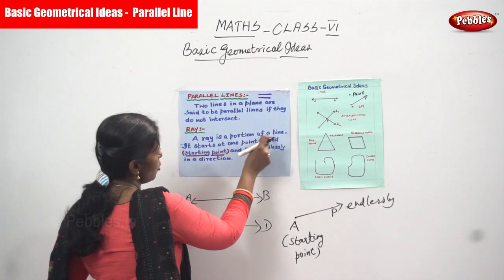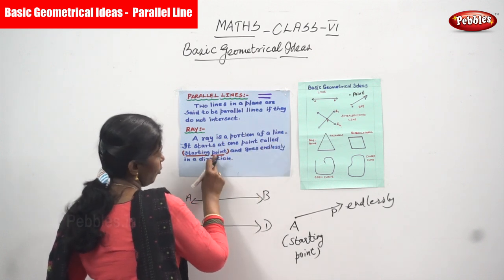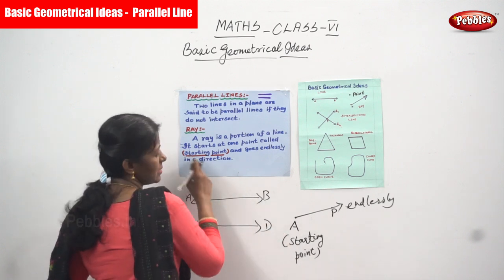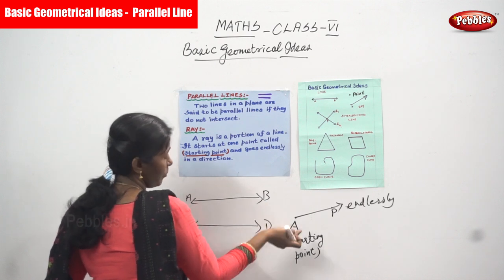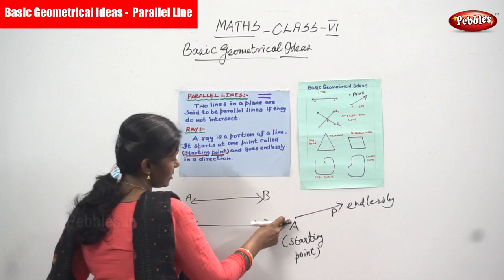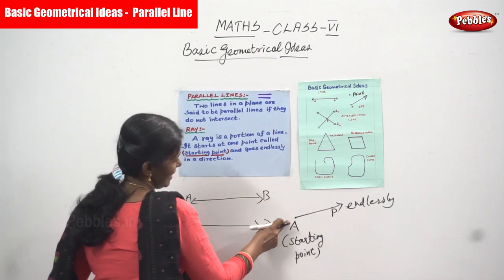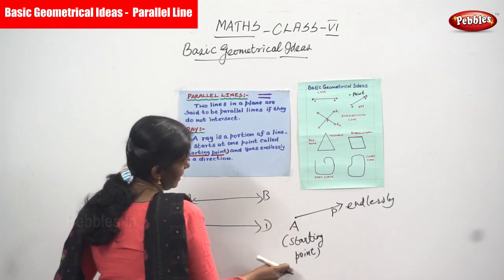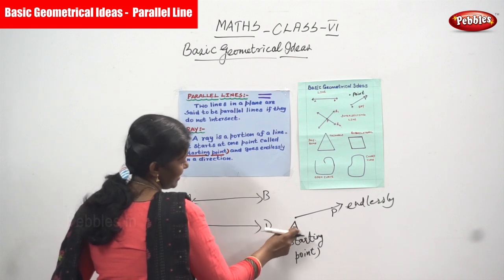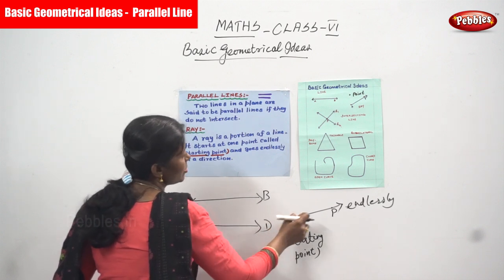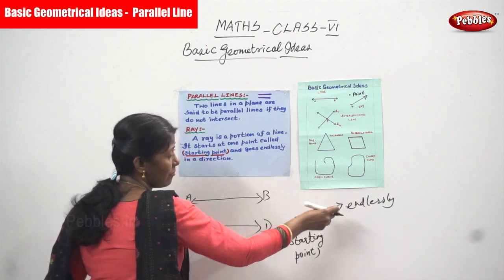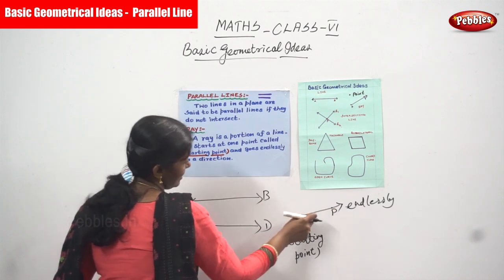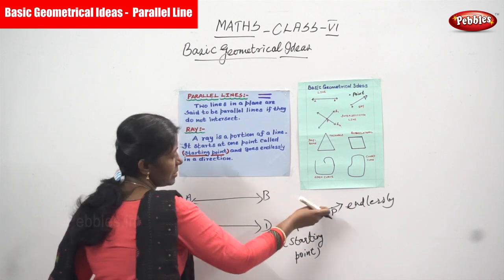I'll repeat. A ray is a portion of a line. It starts at one point called the starting point and goes endlessly in a direction. That point A is called the starting point, and it goes endlessly because there is no end in this direction, and it goes in only one direction, only this side, keeping on.